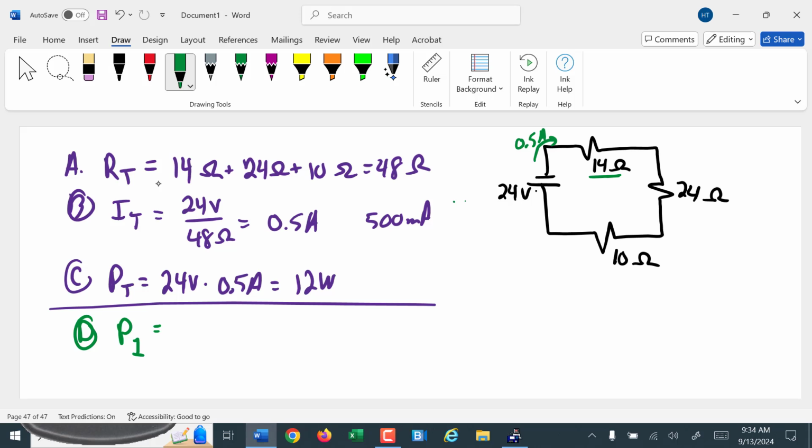Because power equals voltage times current, but voltage equals current times resistance. So I can replace that. The power is current squared times resistance. So the power dissipated in resistor 1 is 0.5 amps squared times a resistance of 14, which is, what is that, 3.5 watts, I believe?